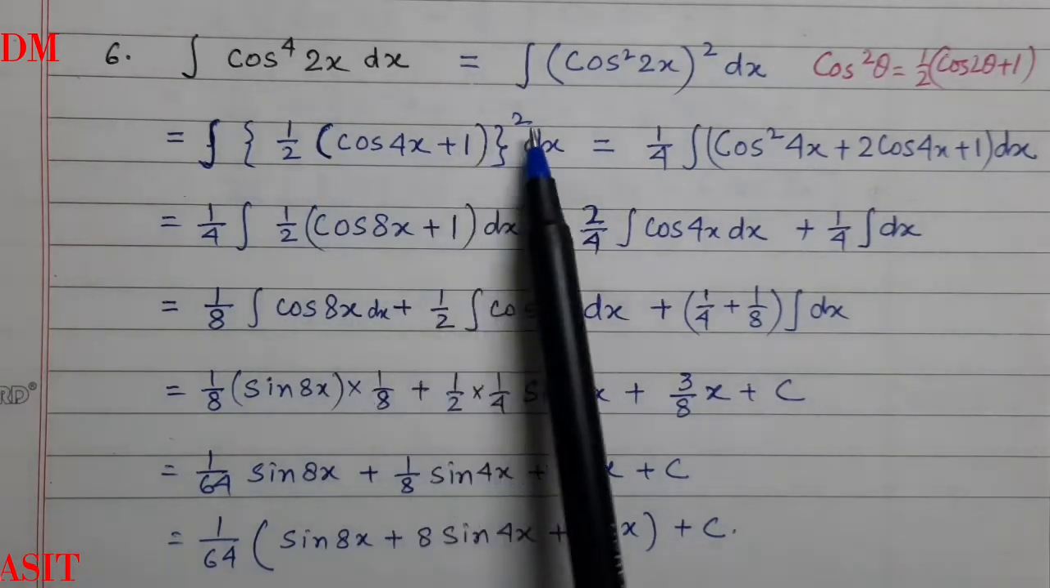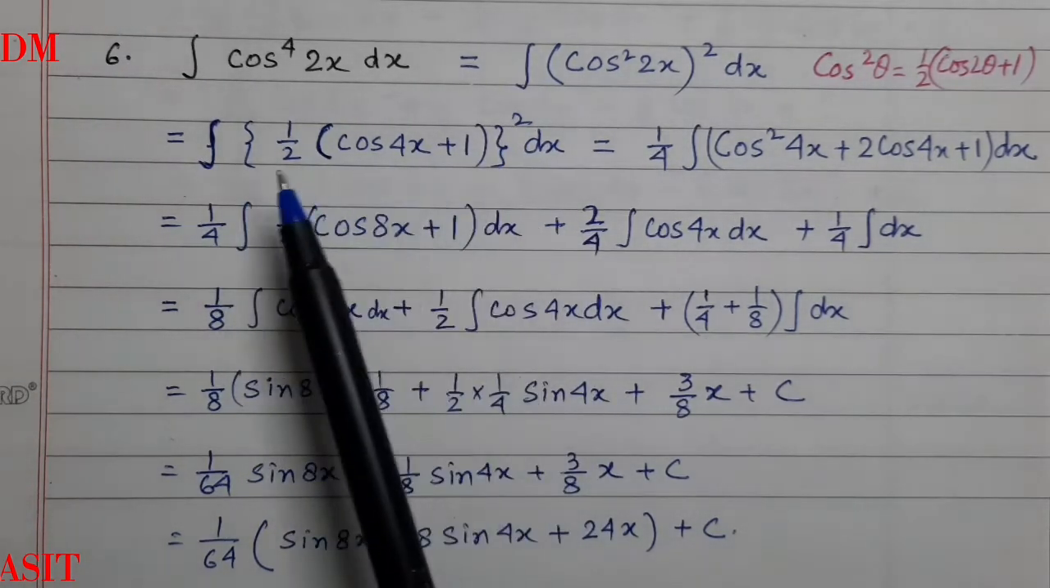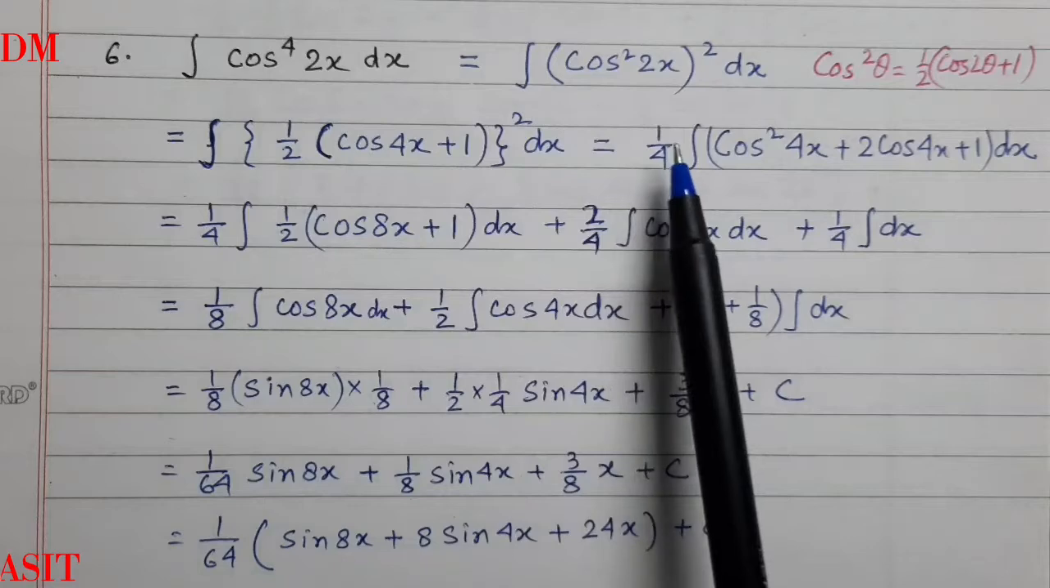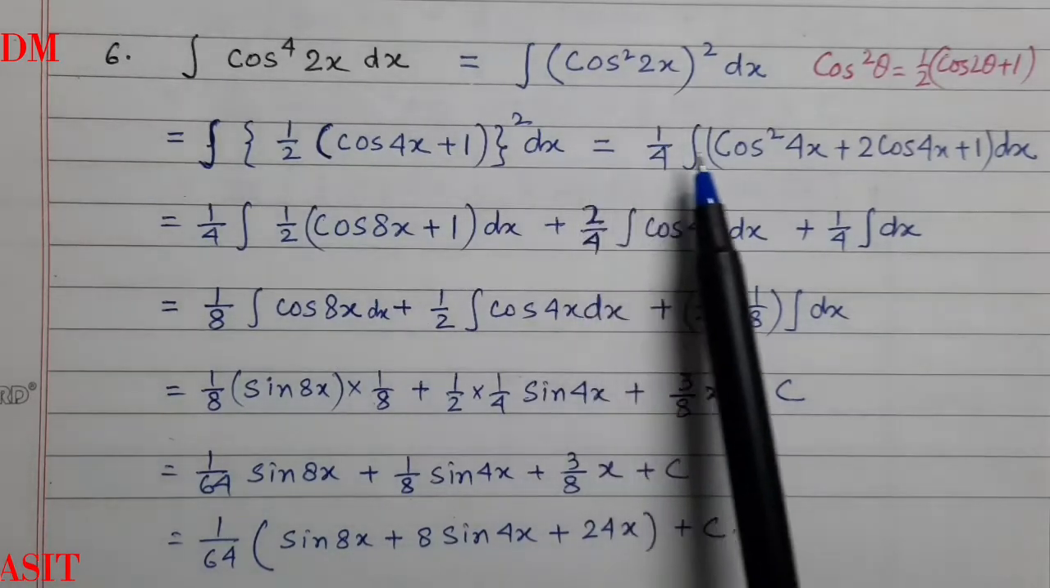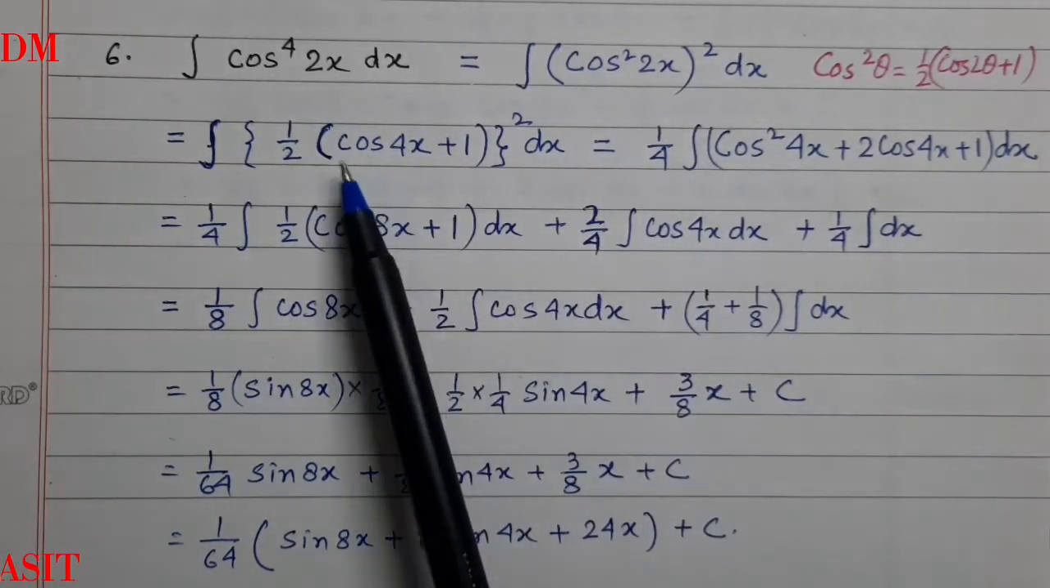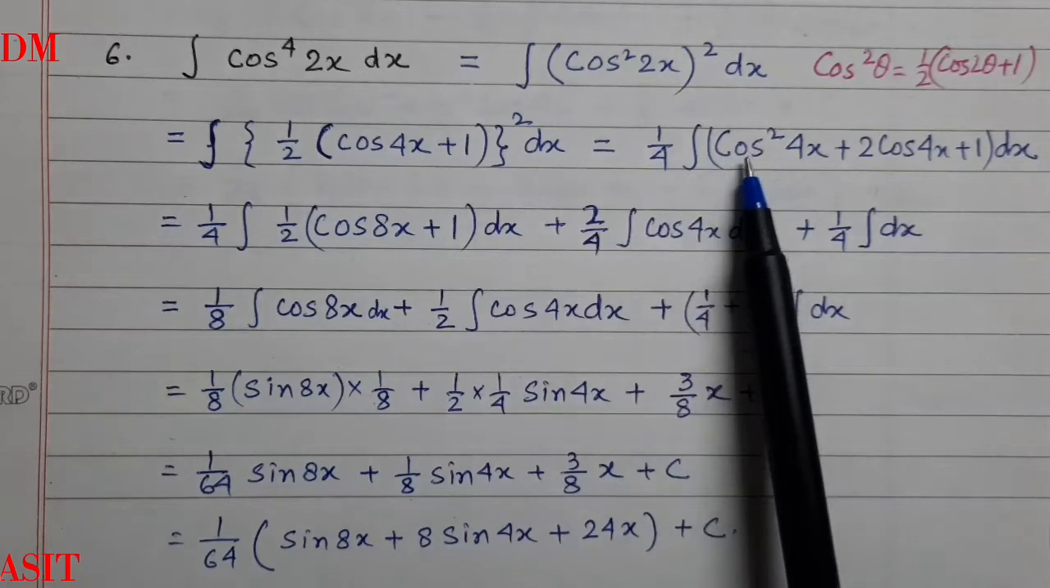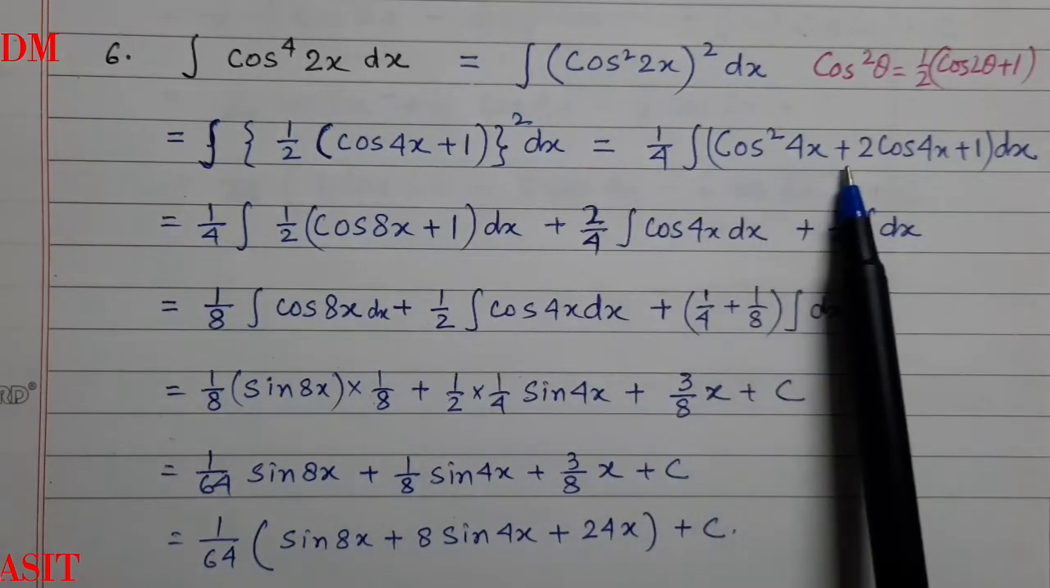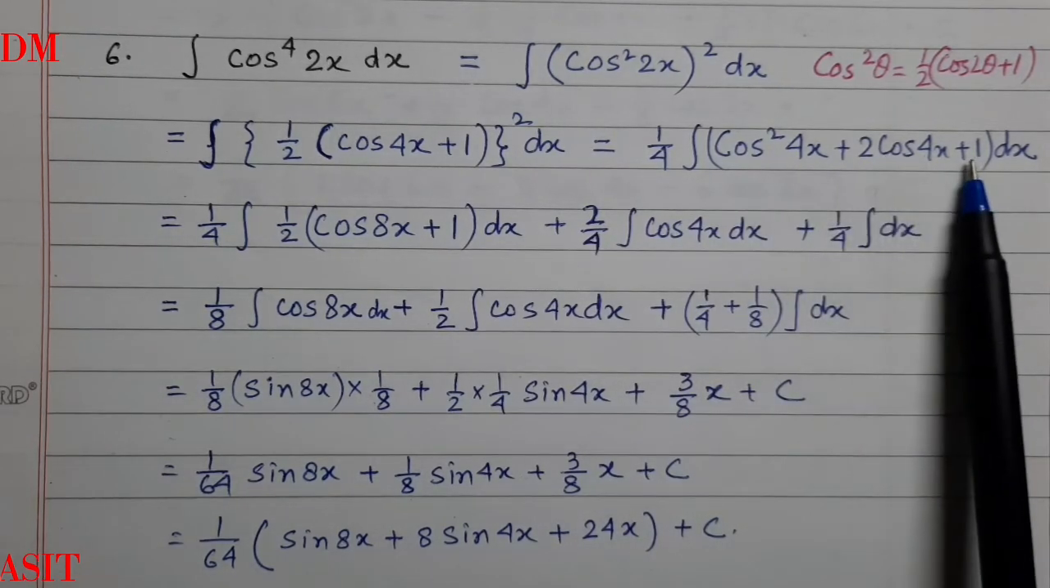Now let me simplify this expression. This will be (1 by 2) whole square, so it will become 1 by 4. It will come outside the integration. Now this is (cos 4x plus 1) whole square. It will become cos square 4x plus 2 cos 4x plus 1 dx.